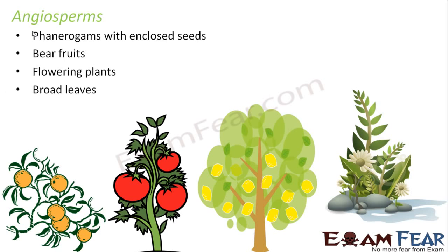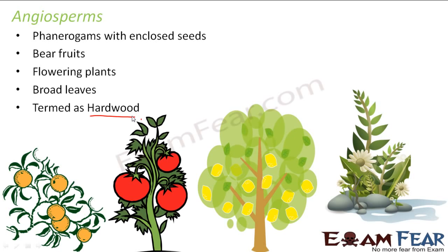They have broad leaves. These are some of the ways by which you can distinguish between a gymnosperm and an angiosperm. In gymnosperms you will see no fruit, no flower, and needle-shaped thin leaves. But in angiosperms the leaves will be quite broad. Gymnosperm is known as softwood. Angiosperm is known as hardwood.